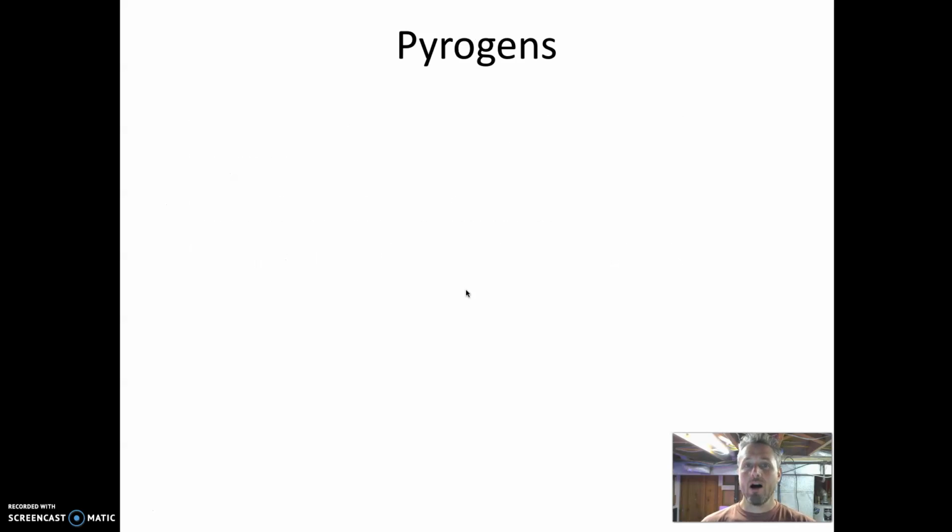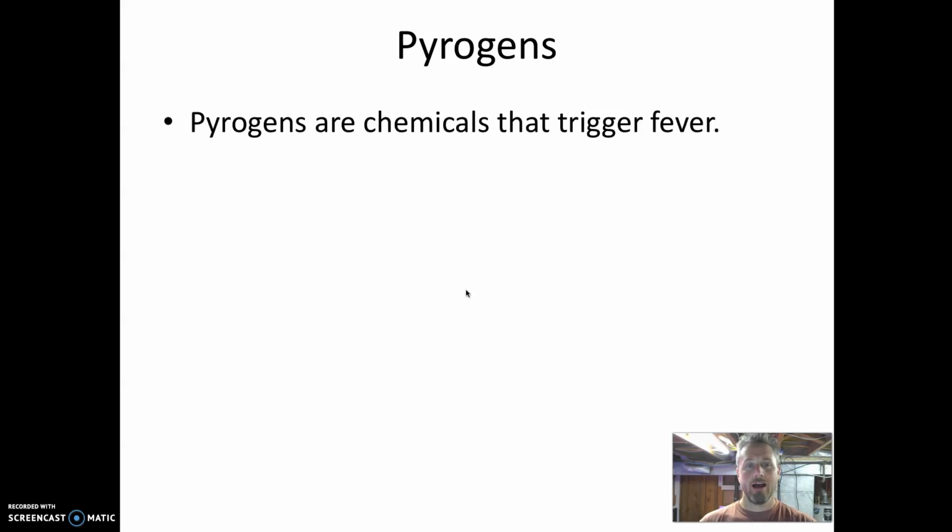So what causes the body temperature to rise? To understand fever, we really need to understand these things called pyrogens. So what is a pyrogen? A pyrogen is just a chemical that triggers fever. There's a whole bunch of different pyrogens. Lots of different chemicals can act as pyrogens, but again, a pyrogen is any chemical that is capable of triggering a fever in the human body.